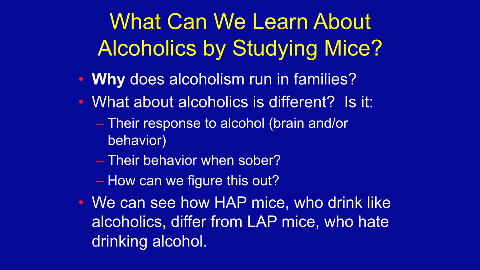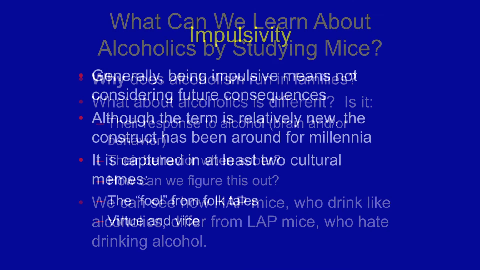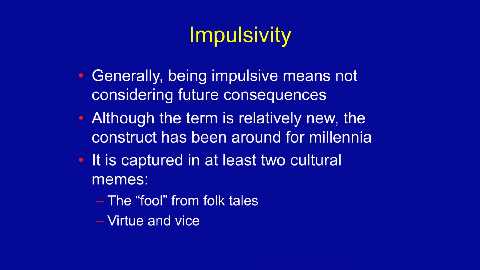So for alcoholics, is their response to alcohol different? Is it their behavior when they're sober? Is it something else? How do we figure it out? So one way we can start to approach this is to ask how high alcohol preferring mice are different than low alcohol preferring mice, right? And I'm going to talk to you today about a construct called impulsivity. So impulsivity is really a general idea that means not carefully considering the future when making decisions.